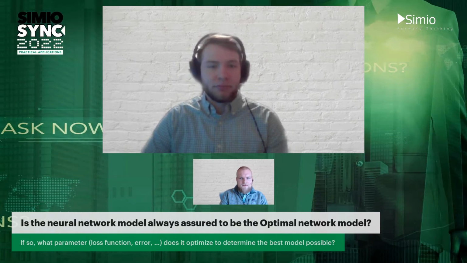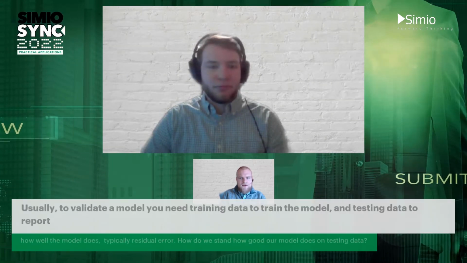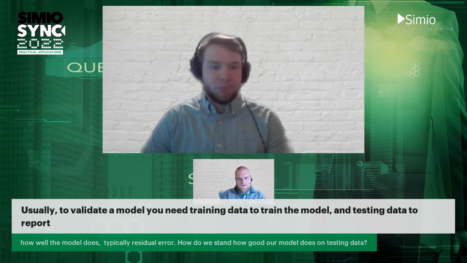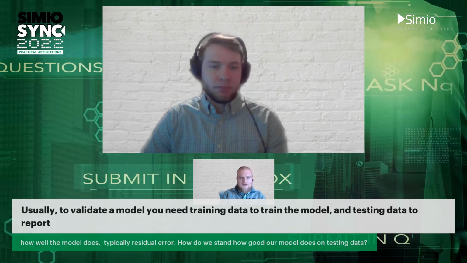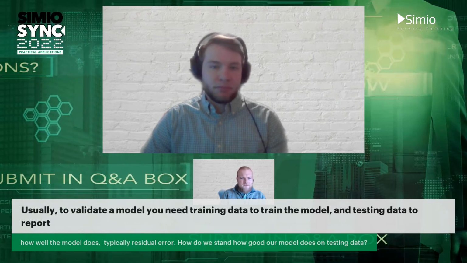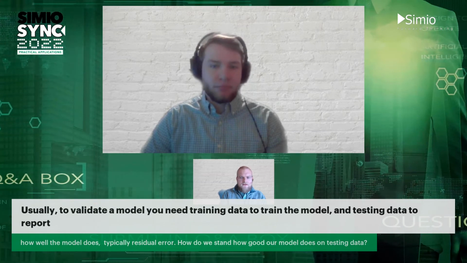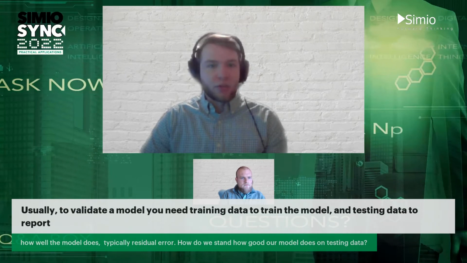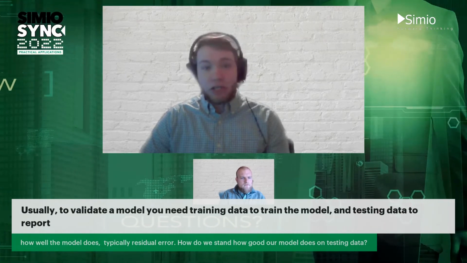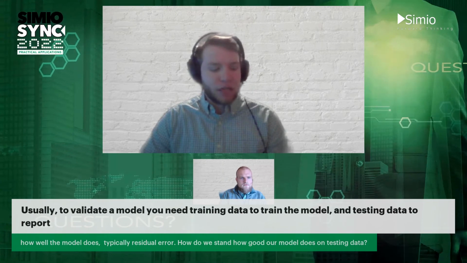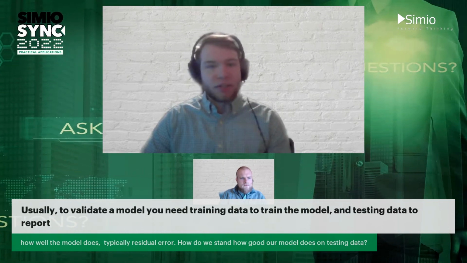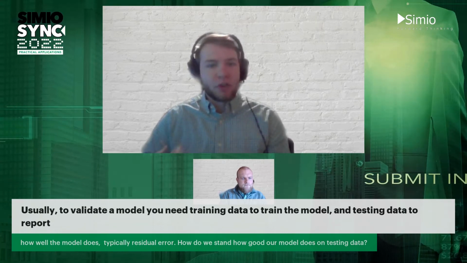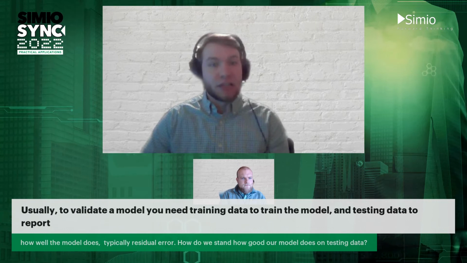Okay. I think that's a good transition into this next question. Usually to validate a model, you need training data to train the model and testing data to report how well the model does, typically in residual error, as you just mentioned. How do we understand how good our model does on the testing data? This is a great question. Validation is extraordinarily important for any machine learning model, neural networks included. What we do is separate your entire training data repository. We take out a fraction of the training records, and some of those are used for validation, and some of those are used for testing.